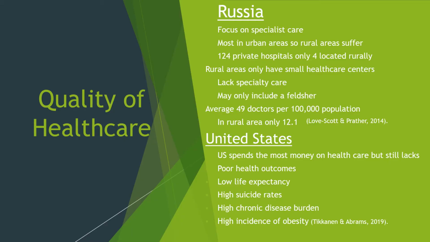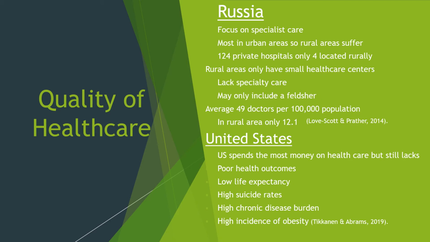Let's also place some emphasis on the quality of healthcare in Russia and in the United States. Russia is very focused on specialist care as opposed to primary care. Mostly in urban areas, so rural areas suffer. For instance, out of 124 private specialized hospitals in Russia, only 4 are located rurally. Rural areas have small healthcare centers, so they often lack specialty care.